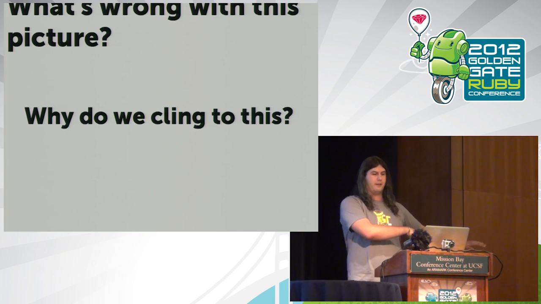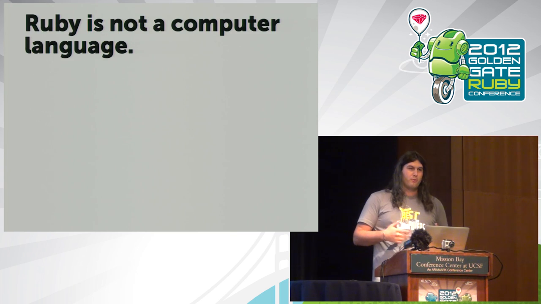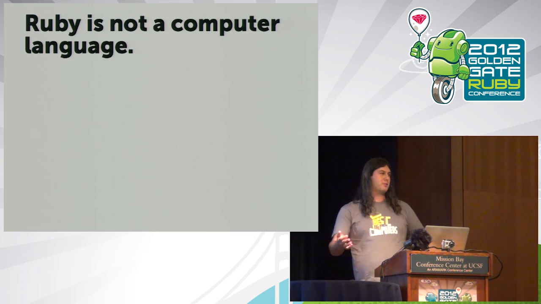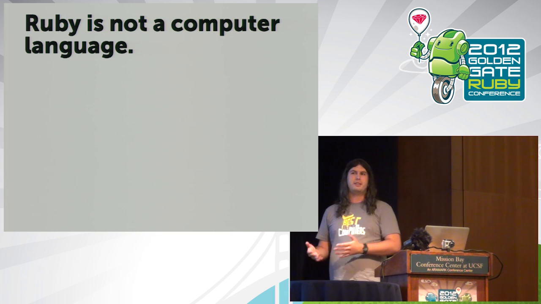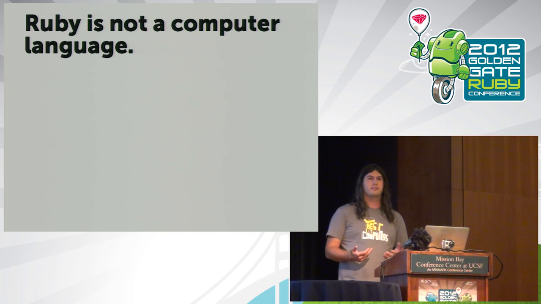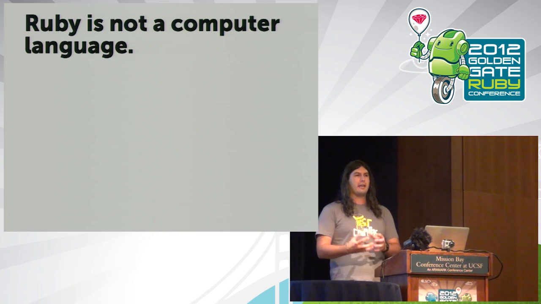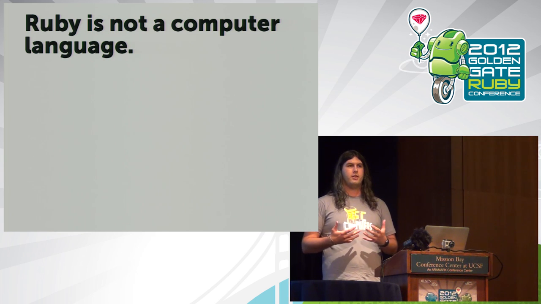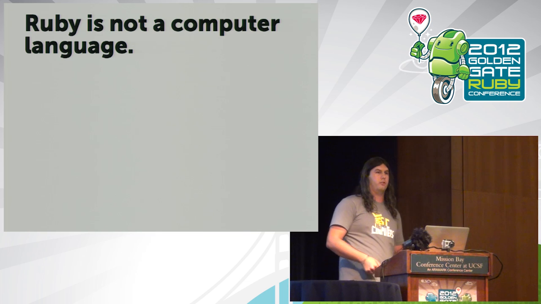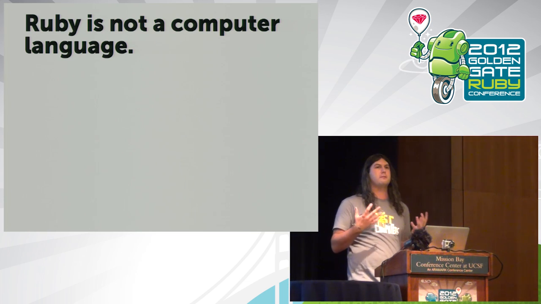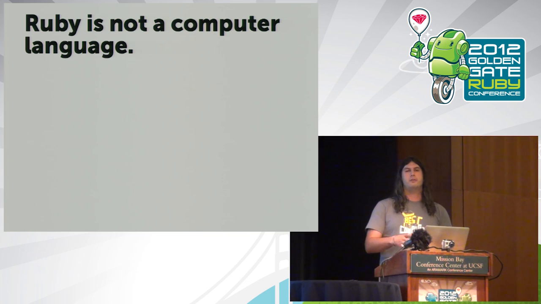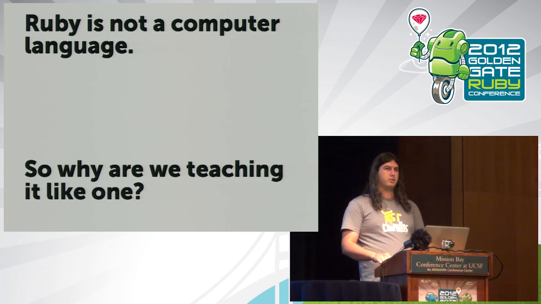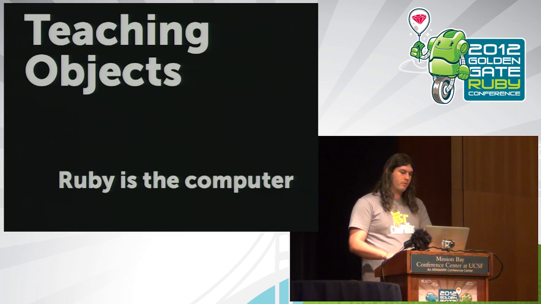I wouldn't touch Pascal with a 10-foot pole, but anyway, Ruby's not a computer language, and this is the part where I expect most of you to walk out the door. Ruby runs on the computer, but that's not central to what Ruby is, not even a little bit. If I gave you a magic ball and said, this language called Ruby runs on this ball, then it wouldn't make any difference than if it runs on an Intel CPU or a PowerPC CPU. It doesn't matter to Ruby. There's nothing in Ruby that cares about the fact that it's running on a computer. So why are we teaching Ruby like it's a computer programming language?